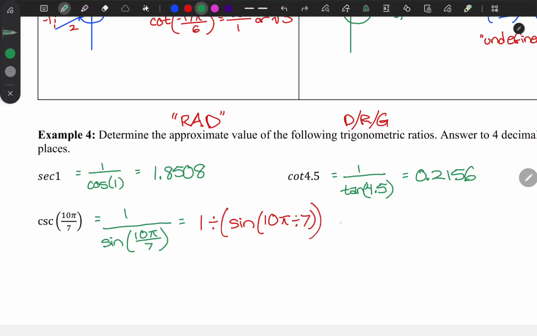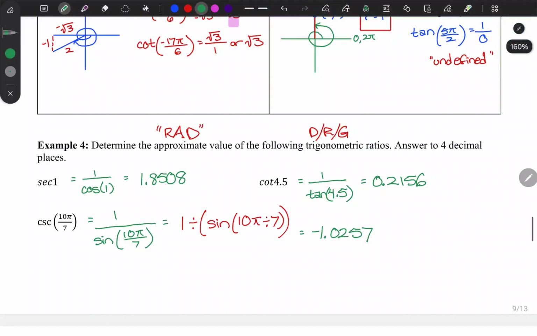Okay, and when we calculate this one to the nearest 4 decimal places, this will be negative 1.0257. Notice that this gave us a negative. That is okay. Think about where 10 pi over 7 lands and what quadrant it would be in. It's more than pi, so it's going to be in quadrant 3, where sine is negative and therefore cosecant is also negative. And that's how we find an approximate value. Pretty straightforward.